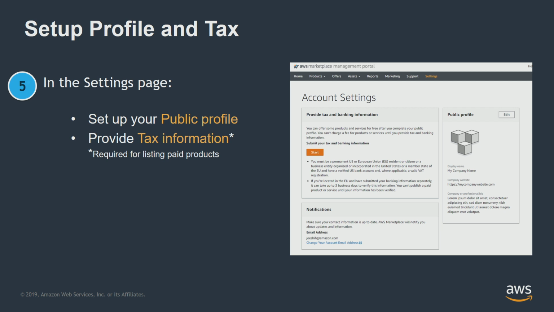While that's happening, you can go over to the settings page to fill in your public profile. That's where you'll upload your logo. You can also start the process of inputting your tax information. If you want to list free models, then this is not necessary, but if you want to list paid models, you'll want to fill in the tax information. And to sell models, you need to have an entity in either the US or the EU, and you also need to have a bank account in the US. You can also sign up as a sole proprietor individual to do so.